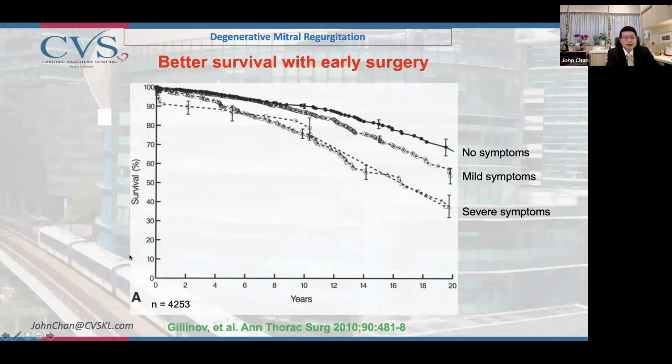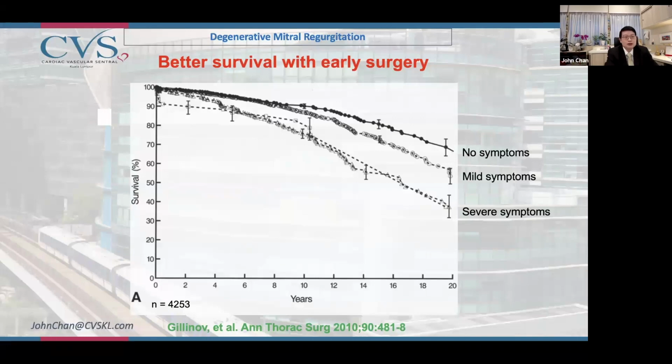So we can see from this study that over 20 years, those patients who had surgery when they had no symptoms, so they were still quite well, but we had diagnosed that they had a severe leakage of the mitral valve, if we did surgery at that stage, they lived the longest compared to patients who had surgery when they had mild symptoms, and patients who waited until the symptoms were very severe and then only at that stage had surgery. Those patients did not live as long. So with this condition, the earlier the surgery is done, the better.